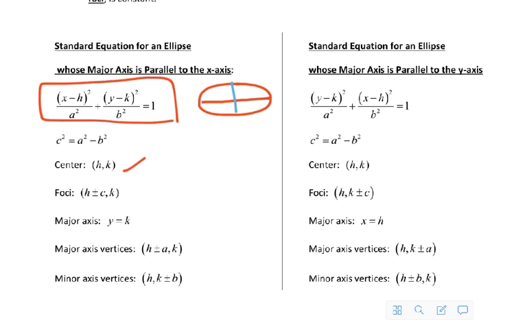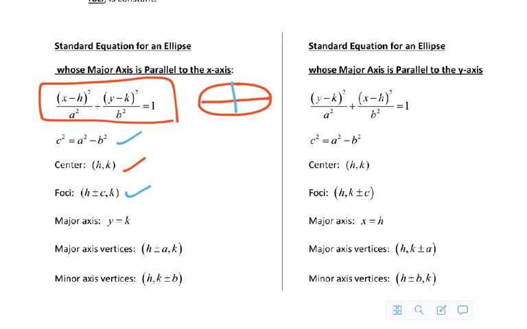To find the location of the foci, you have to find this distance c. We're going to use this equation: c squared is equal to a squared minus b squared in order to figure out where the foci lie. Please be cautious. This is not the Pythagorean theorem. It looks awfully similar to it, but it is not.